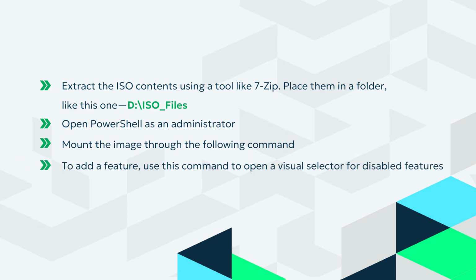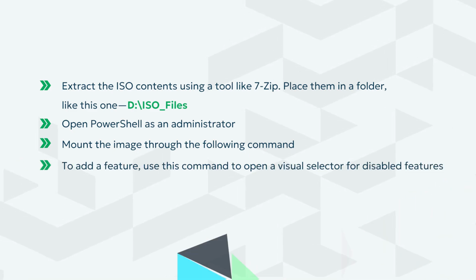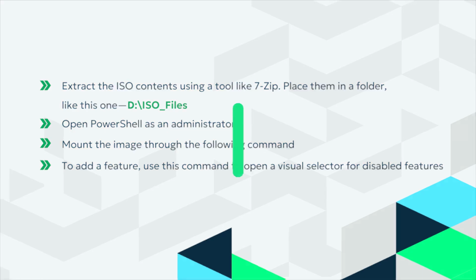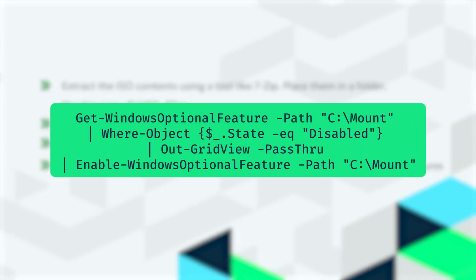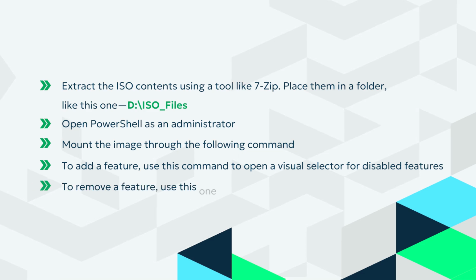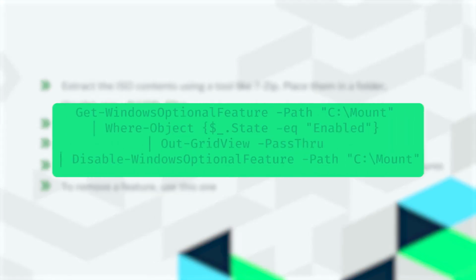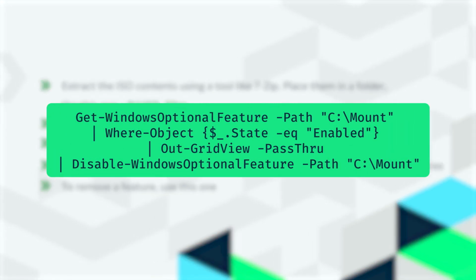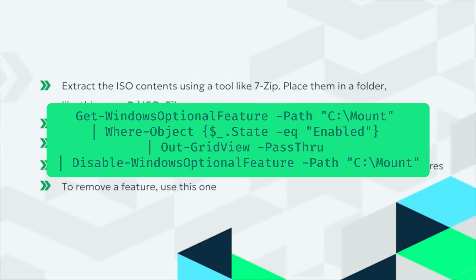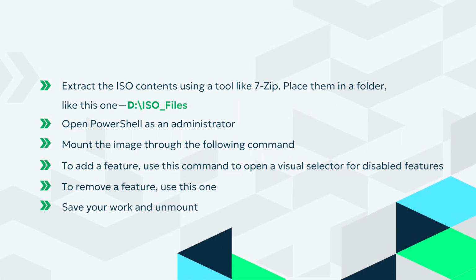To add a feature, use this command to open a visual selector for disabled features. To remove a feature, use this one. Lastly, save your work and unmount.